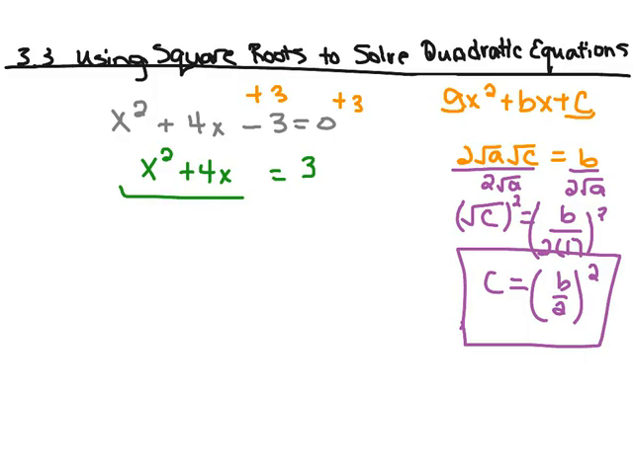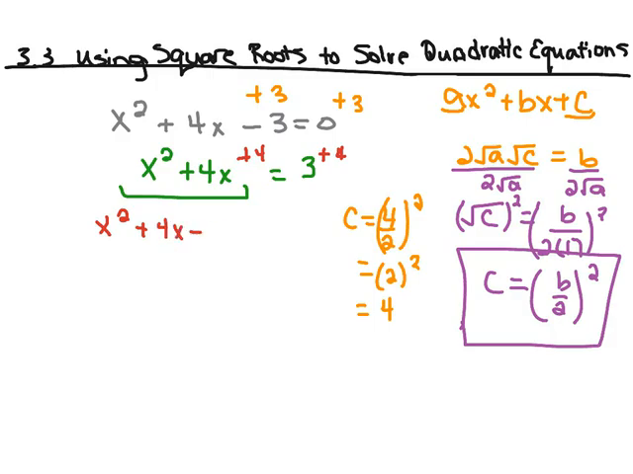Now, we want to turn this into a perfect square trinomial. So we have to figure out what our c would be if it was a perfect square trinomial. So we're going to use the formula c equals b, which is 4, divided by 2 squared. So 4 divided by 2 is 2, so 2 squared is 4. So we want to add this 4 as a constant. So we're going to add 4 to both sides. So we get x squared plus 4x plus 4 equals 7.